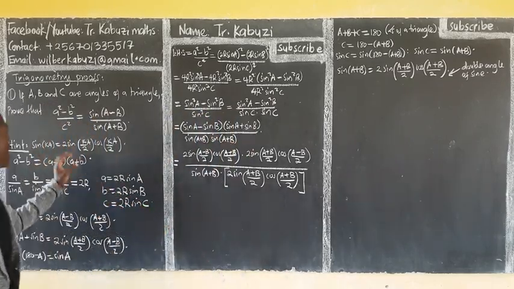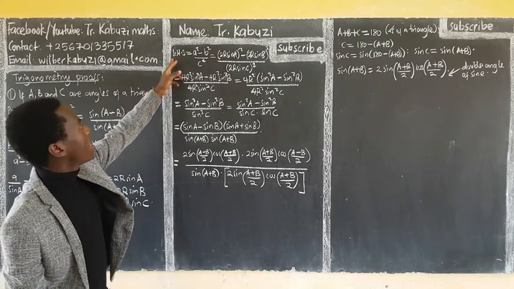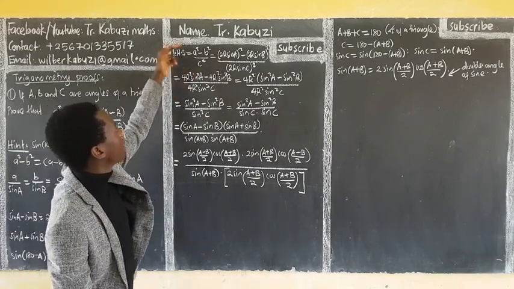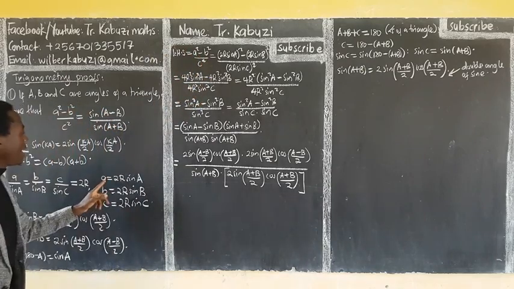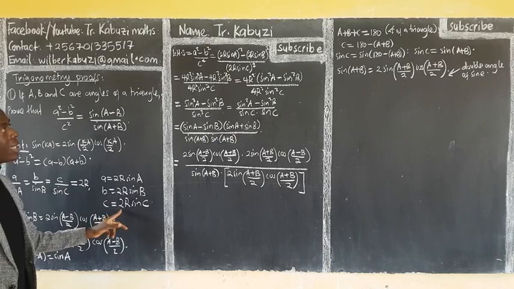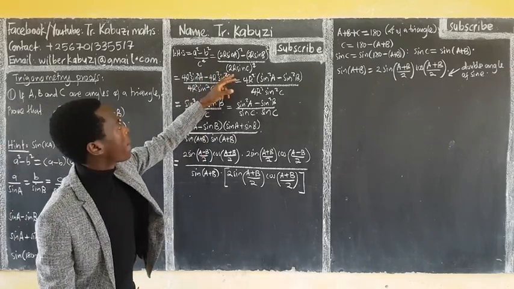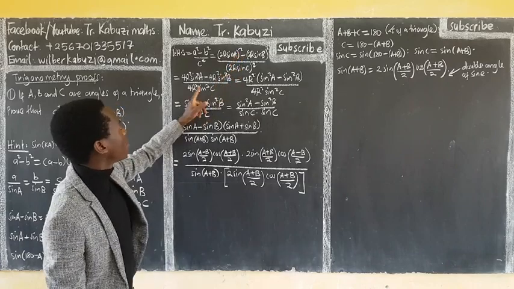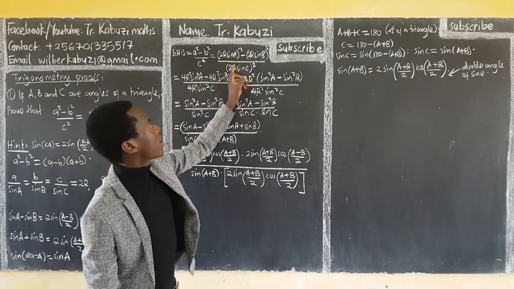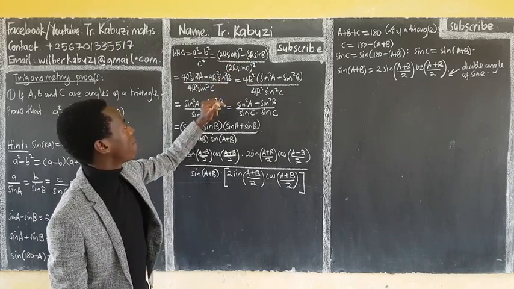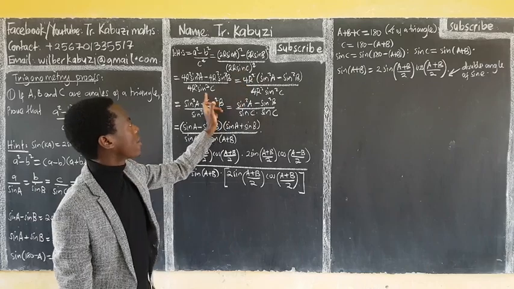Let us see now. This is going to be our left hand side and this is our right hand side. Now my left hand side, you see a squared minus b squared is over c squared here. Now I know what a is, I know what b is, and what c is. Now these are sides, so I substitute them there. Now when we square this, we get 4R squared sine squared A. Then square this, I get 4R squared sine squared B. And then square this, I get 4R squared sine squared C.